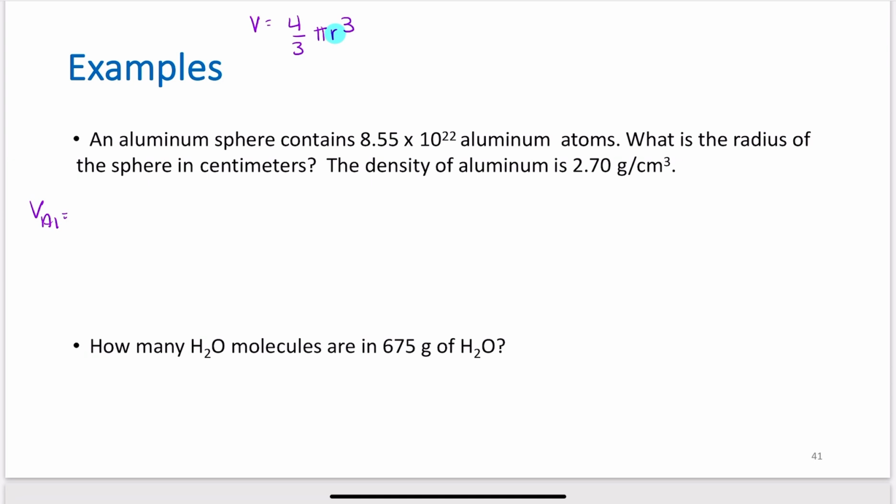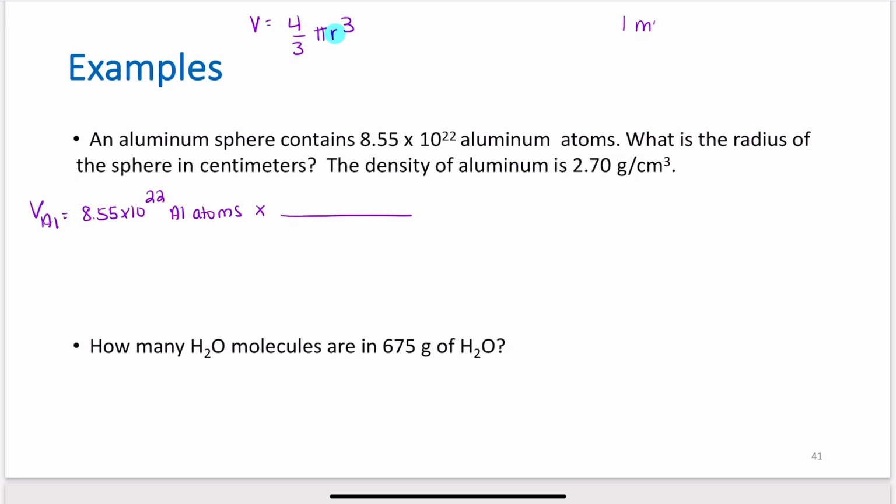I'm going to start with the measurements I have, and I have 8.55 times 10 to the 22nd aluminum atoms. I'm going to have to use the density at some point, but the density is in grams per centimeter cubed, so that conversion does not help me right now. But I do have number of atoms. Looking at number of atoms, what conversions do I have?